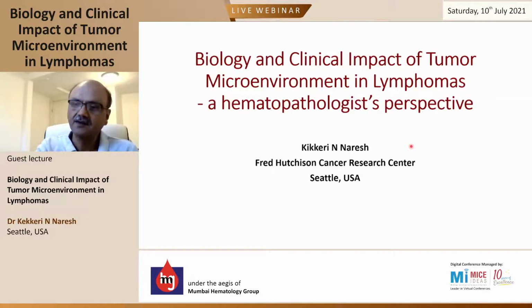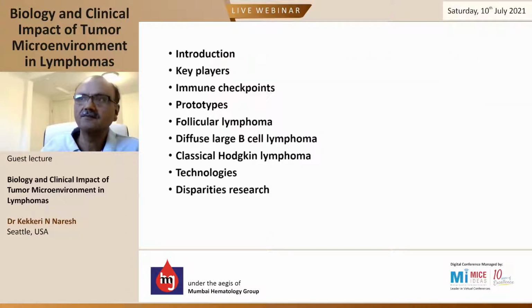In the next 45 minutes or so, I will try to go through this topic along these lines. I will have a brief introduction, then I will talk about the key players in the microenvironment of lymphomas. Then we'll discuss a few slides on immune checkpoints, which probably most of you are well aware of. Then we'll look at what are the prototype situations in lymphomas where microenvironment is distinctly different. Then I will pick three classic typical types of other more common types of lymphomas where I discuss the impact of microenvironment, both on biology and on clinical aspects: follicular lymphoma, diffuse large B-cell lymphoma, and classical Hodgkin lymphoma.